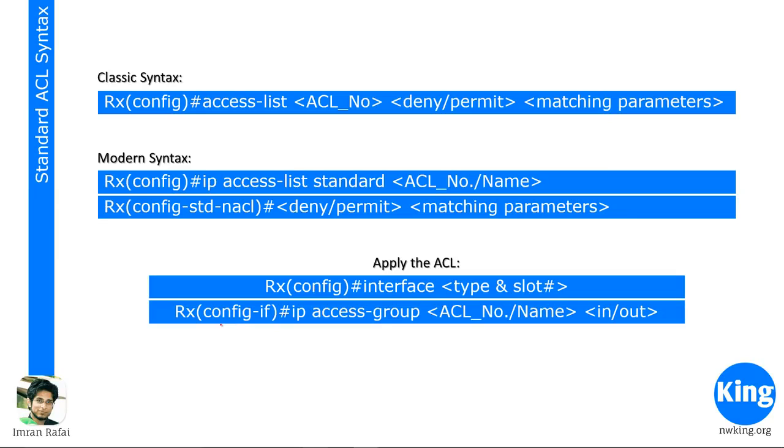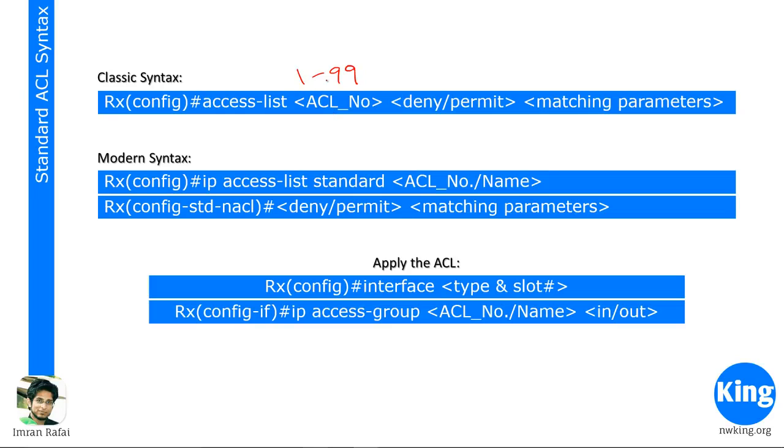Let's look at the standard ACL syntax. There are two ways of defining your ACL. One is a classic way, where in your global config mode you say access-list and you put an access list number. If you remember from our previous slide, it said any number from 1 to 99. So if you put access-list and any number from 1 to 99, automatically your device is going to know that this is a standard ACL. And if you put any number from 100 to 199, it automatically knows that you're doing an extended ACL. For this video, we're going to do standard ACL.